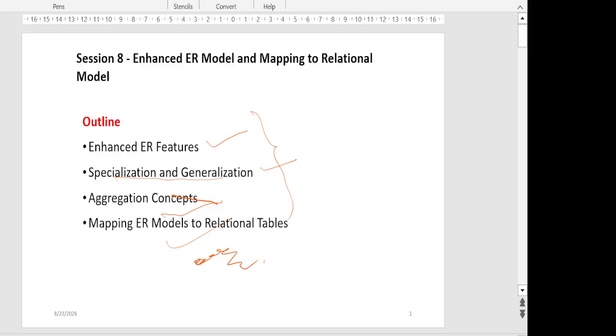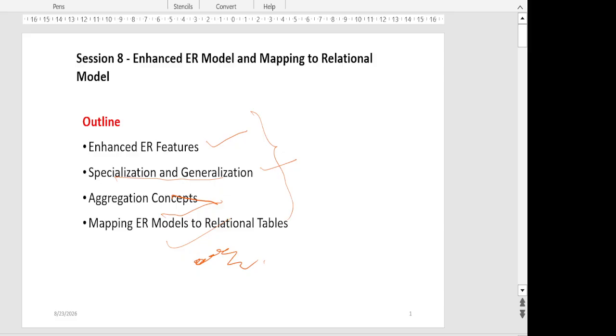So I hope every student knows what an ER diagram is, because we already discussed ER diagrams in session 7, which is the previous one. If you haven't watched that one, I recommend you watch that session 7 lecture, then come to session 8, so that you will understand clearly, right?